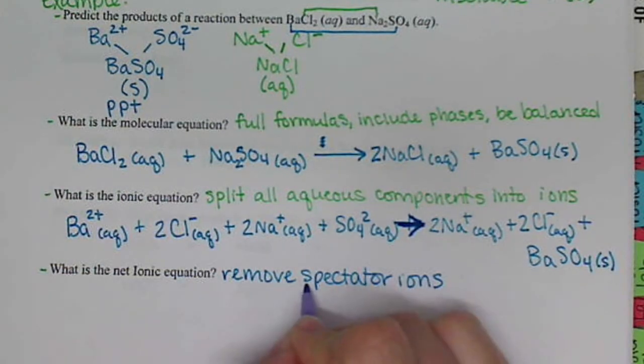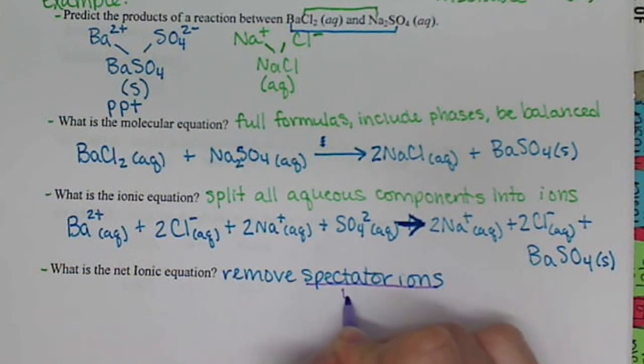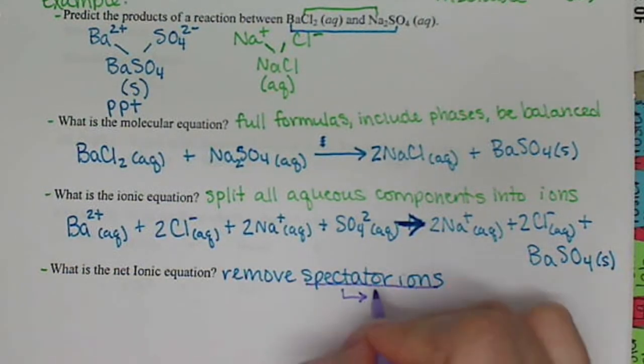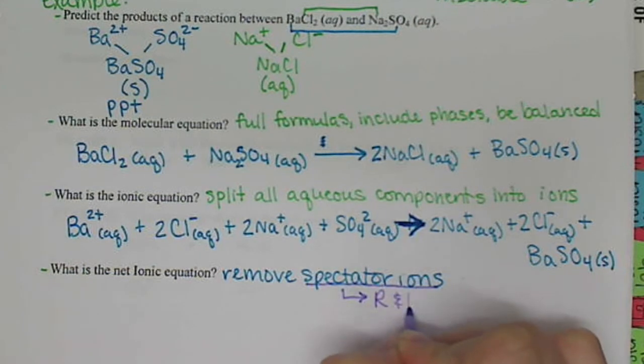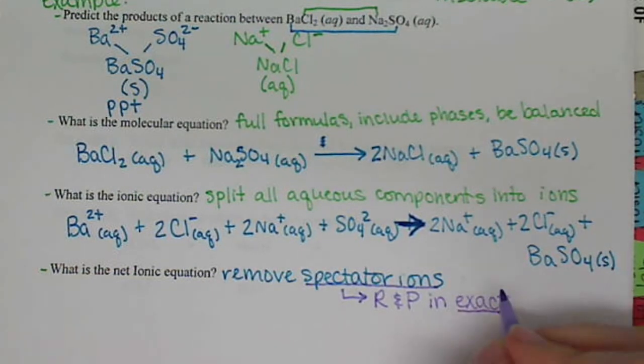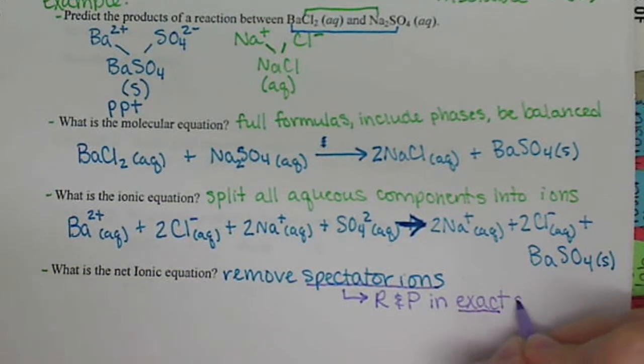Now, what's a spectator ion? Well, if you think of what a spectator is at a sporting event, they are people that are watching the game go on, but they're not actually participating in the game. So for us, chemically speaking, these are going to be reactants and products that are in the exact same form. And it has to be the exact same form. Can't just be close.